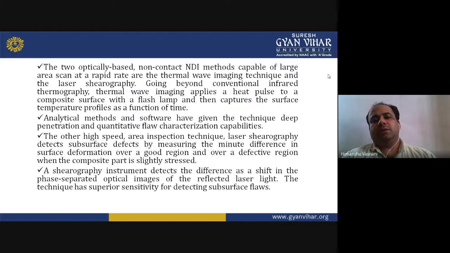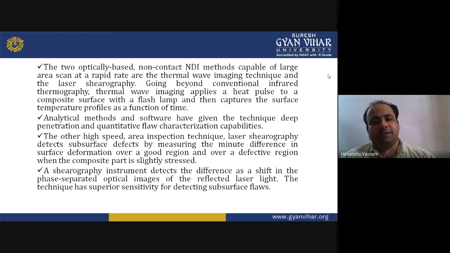Now the two optically based non-contact, non-destructive inspection methods capable of large area scan at a rapid rate are the thermal wave imaging technique and laser shearography. Going beyond conventional infrared thermography, thermal wave imaging applies a heat pulse to a composite surface with a flash lamp and then captures the surface temperature profile as a function of time. Analytical methods and software give the technique deep penetration and quantitative flaw characterization capabilities.